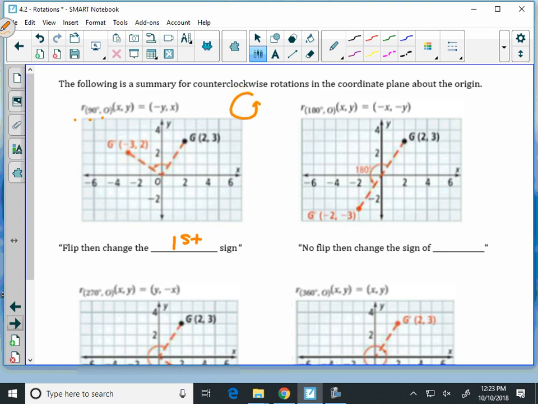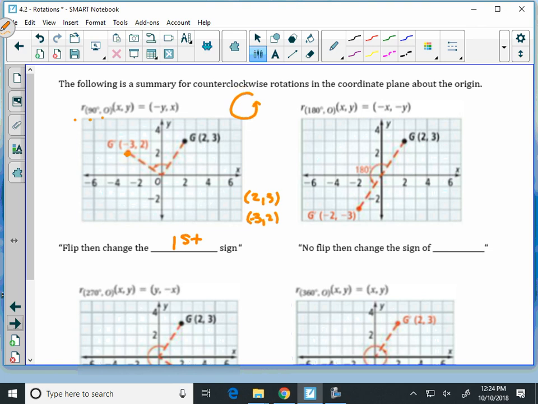It's counterclockwise. Okay? So if we take a look at this example, we have this point, (2, 3). Using that rule, flip and change the first. I always flip my point first. So when we flip (2, 3), it's going to become what? (3, 2). Always flip first, and then change the sign of the first, so we're going to change the 3 to a what? Negative. So now our answer is (-3, 2). There's where it's plotted on your graph.